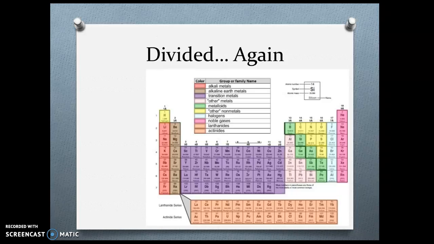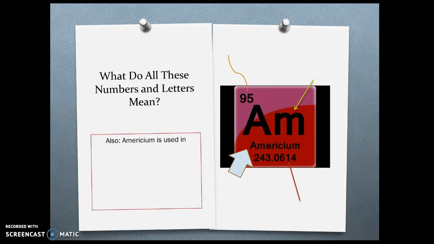Now, dividing these elements into groups is okay. That helps us understand their meanings and their purposes, but dividing atoms and elements themselves normally results in catastrophic ideas such as the atomic and hydrogen bombs.